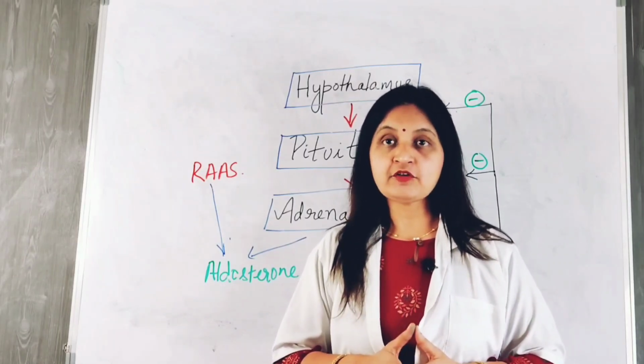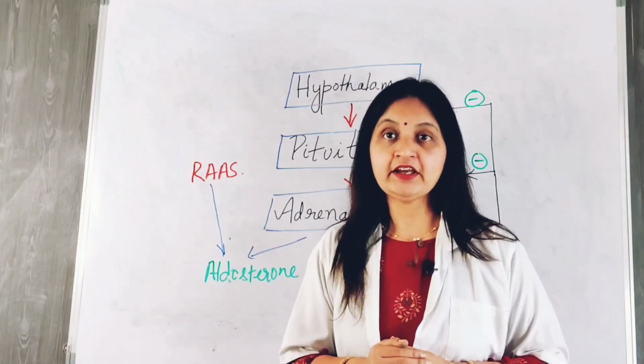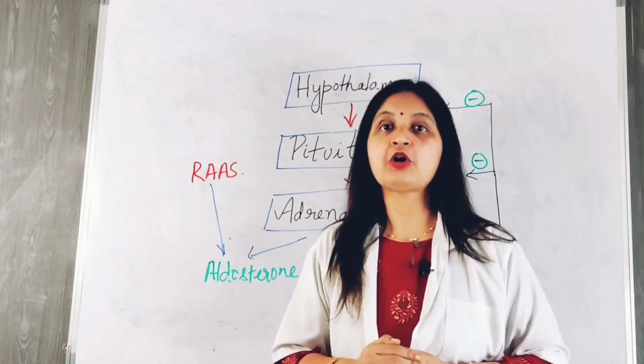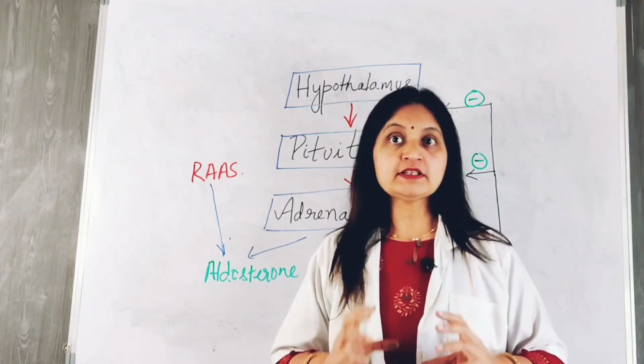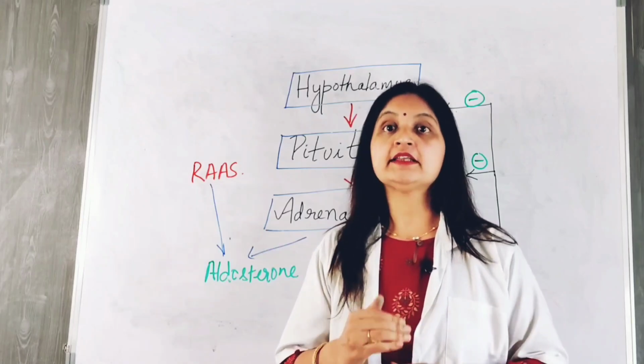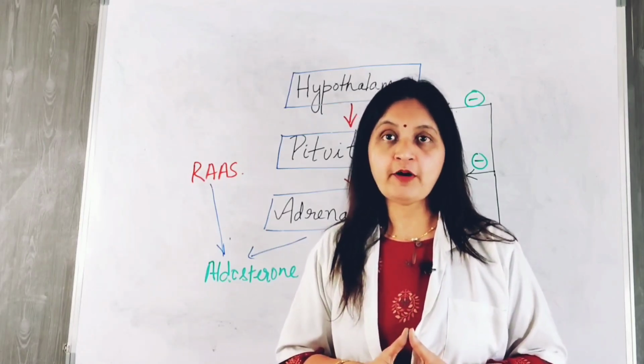And if the blood levels of cortisol decrease, the CRH and ACTH secretion increases to stimulate the adrenal cortex and to maintain the cortisol levels in the blood. So this is how the cortisol levels are maintained at an optimal range, and this is important for performing all the vital functions of our body.